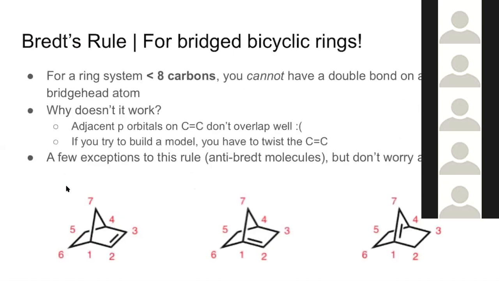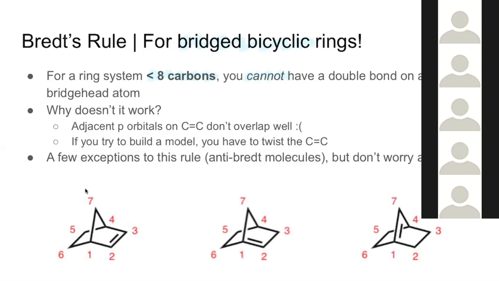So finally, we'll be talking about Bredt's Rule. Remember that when we talk about it, we're generally talking about bridged bicyclic rings, so these kinds of guys at the bottom. For a ring system with less than 8 carbons, you can't have a double bond on a bridgehead atom. So why doesn't this work?